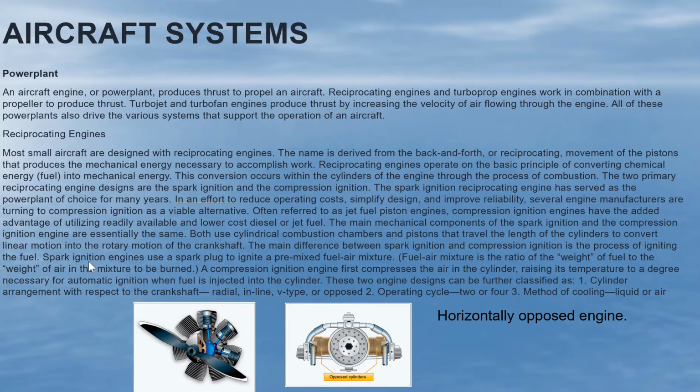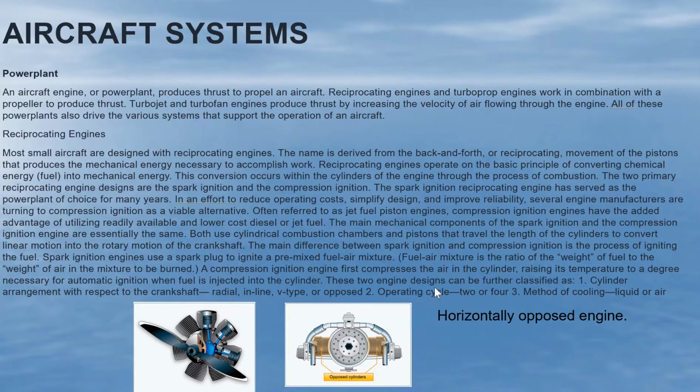Spark ignition engines use a spark plug to ignite a pre-mixed fuel mixture. Fuel-air mixture is the ratio of the weight of the fuel to the weight of the air in the mixture to be burned. A compression ignition engine first compresses the air in the cylinder, raising its temperature to a degree necessary for automatic ignition when fuel is injected into the cylinder.